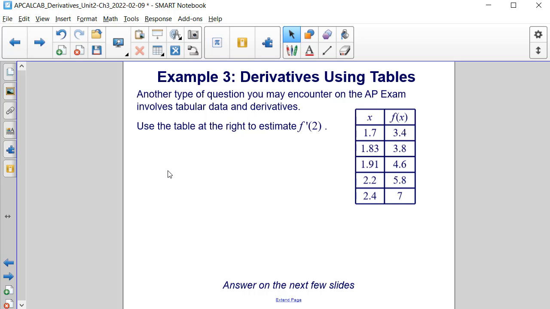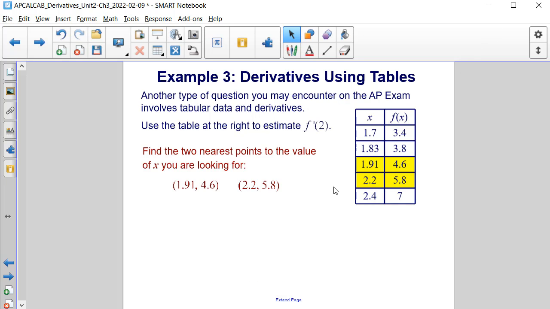Another type of question you may encounter on the AP exam involves tabular data and derivatives. So let's use the table to the right to estimate f prime of 2. Since we know that we are dealing with 2, we need to look for the 2 nearest points to that x value that you're looking for. So we have 1 and 91/100ths and 2 and 2/10ths, and 2 lies between those values, and we know the corresponding function values are 4 and 6/10ths and 5 and 8/10ths respectively.